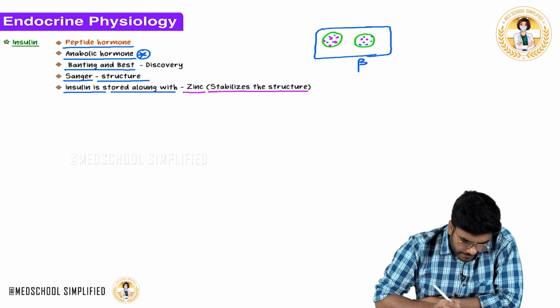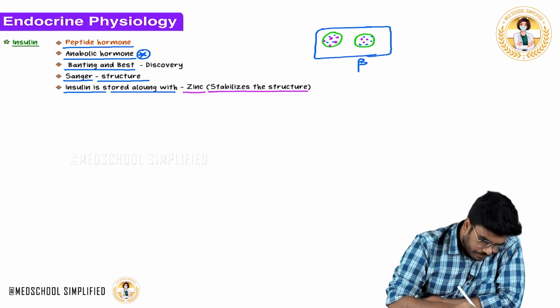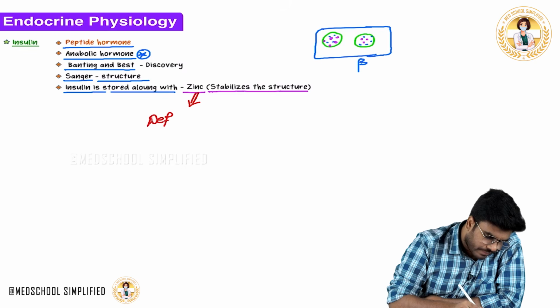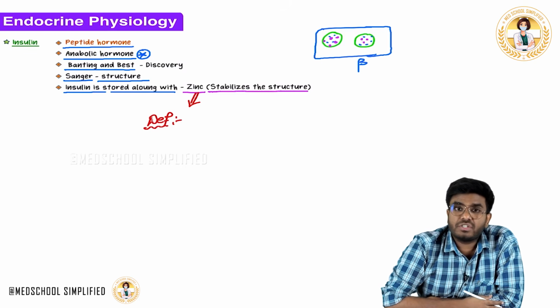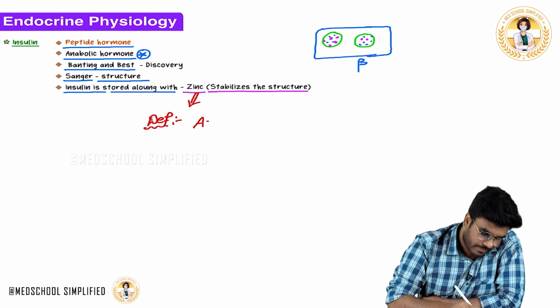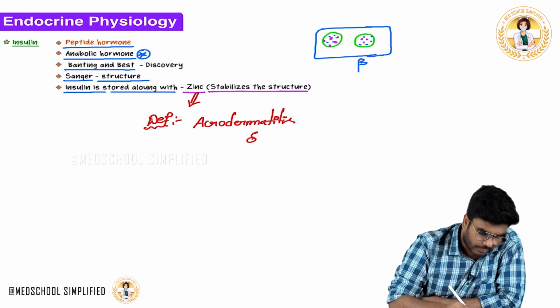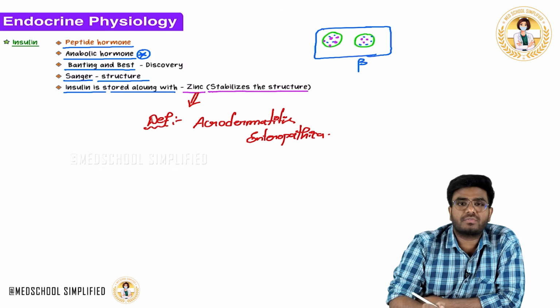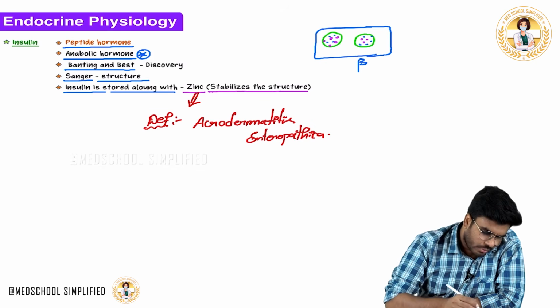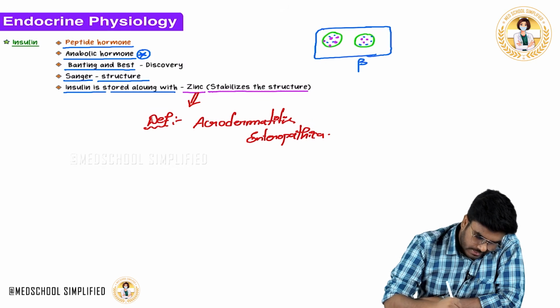Now, when you have a deficiency of zinc, it will cause a disease. Can you tell me what the deficiency of zinc causes? Deficiency of zinc will cause a disease called acrodermatitis enteropathica. So zinc deficiency is going to cause acrodermatitis enteropathica.